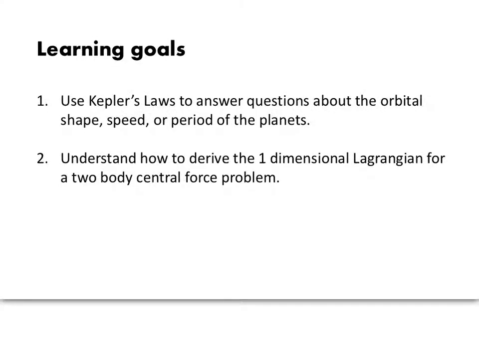Conclusion. During this lesson, we have reviewed Kepler's laws and reminded you about how to answer introductory physics questions surrounding a planet's orbital shape, speed, or period. Then we talked about the first step in deriving Kepler's laws, this business of defining a Lagrangian for the two-body central force problem. Your job moving forward will be to understand how we derive the one-dimensional Lagrangian for the problem.